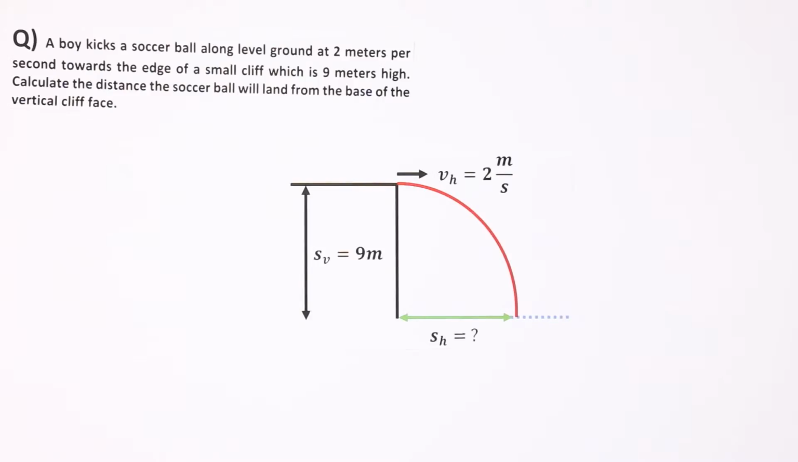The only velocity present is our horizontal velocity along the level ground. Since we have no air resistance, the ball will sustain its initial velocity of 2 meters per second of horizontal velocity and gain vertical velocity due to gravity as it falls off the cliff.